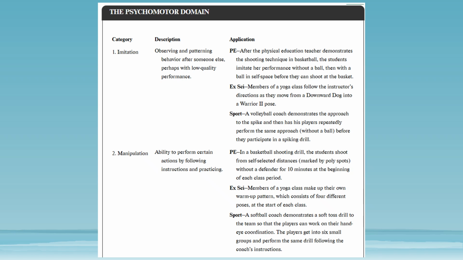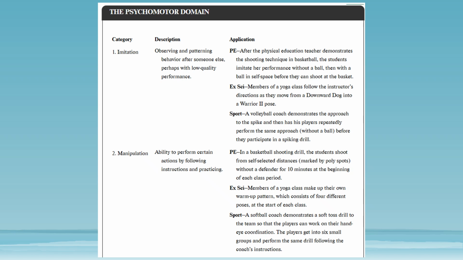So imitation is learning by observing and copying others. It's early stage skill acquisition that may lack refinement. And with physical education, students imitate a teacher's basketball shooting technique, first without a ball, then with a ball in self-space before shooting at the basket. In exercise science, yoga participants follow the instructor's guidance, transitioning from downward dog to warrior two. And in sport, volleyball players mimic the coach's demonstrated spike approach without a ball before engaging in a drill.